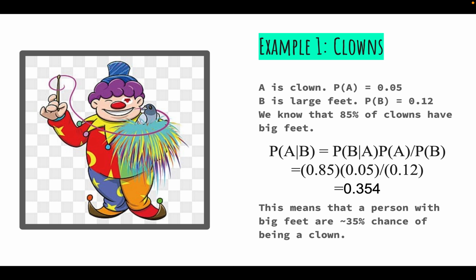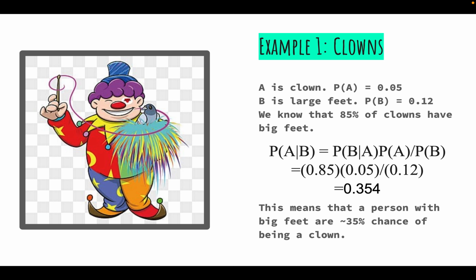And if we say we know that 85% of clowns have big feet, we could ask, what is the chance of someone being a clown given they have big feet? Which corresponds to, if you look at our equation, P of A given B. That pipe bar means given. So if you say equals, we just plug and chug.